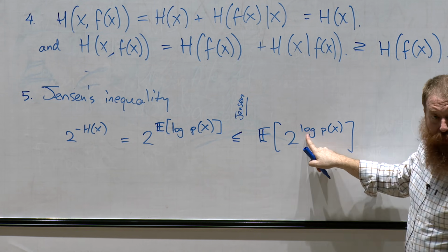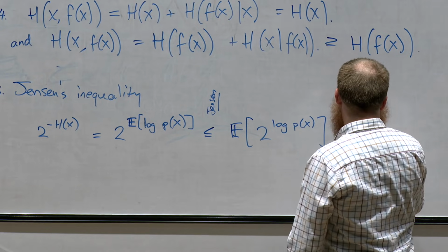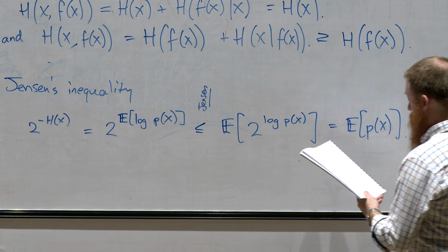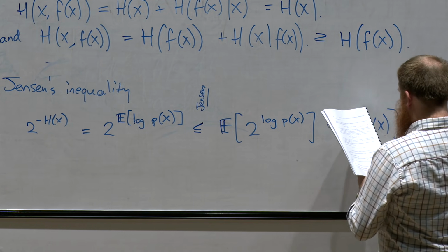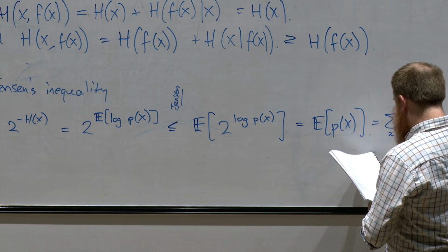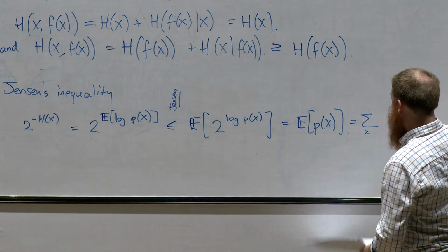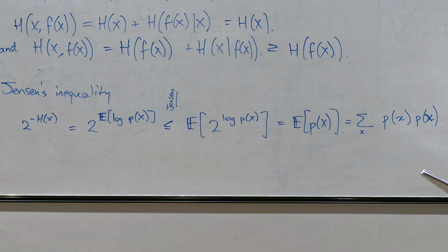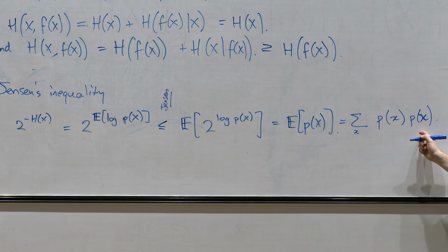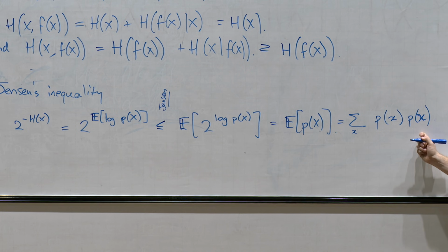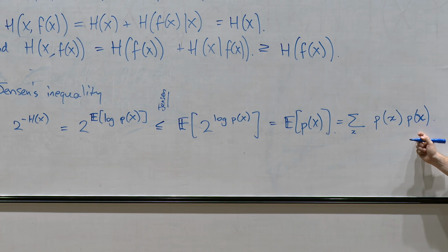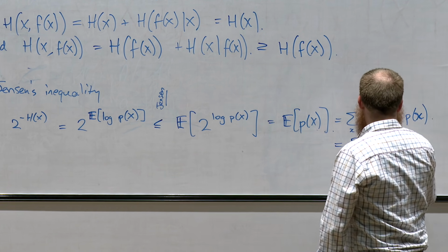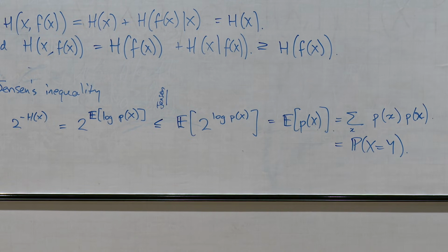Okay, but now I know my logs are always to base 2, so those cancel down. This is just the expected value of p of x, which is equal to the sum over x's of the probability of x times the probability of x. So it's the probability squared for each term. But if you think about it, this is the probability that x equals y if x and y are independent. So this is the probability x equals y. X and y are IID.